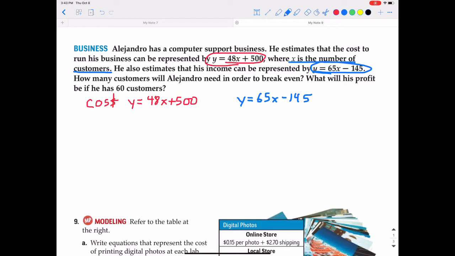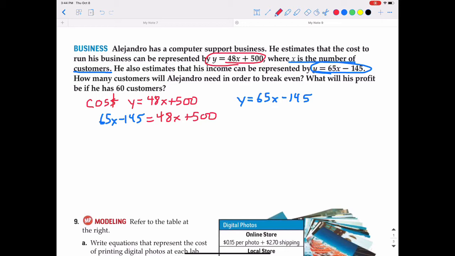So we have a system of equations, and they're both solved for y, so I think the best way to solve this system would be to use the substitution method. And since they are both solved for y, we can simply go from the blue equation, and since y equals 65x minus 145, we can replace the y in the red equation with 65x minus 145, and then the rest of the red equation. And we solve for x.